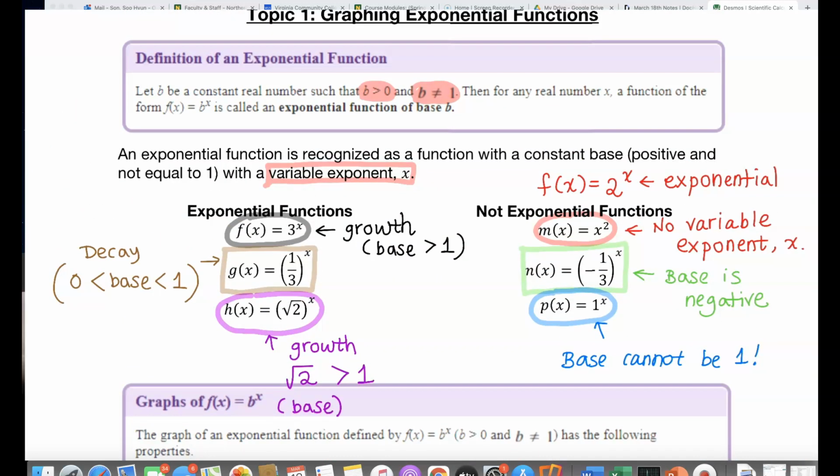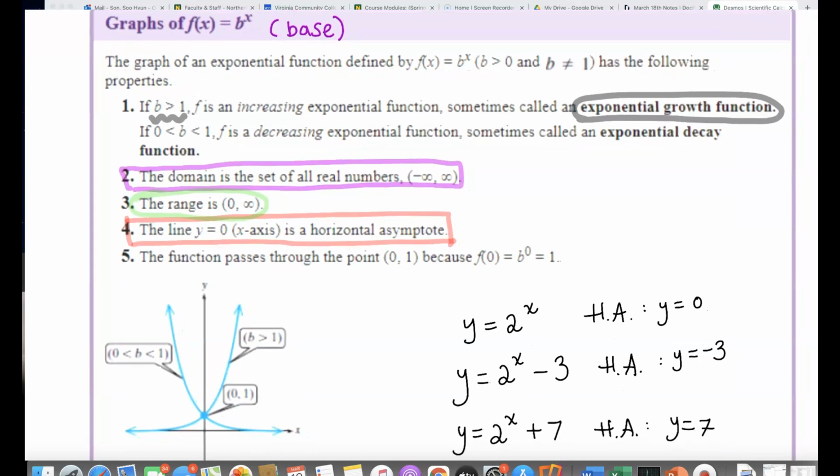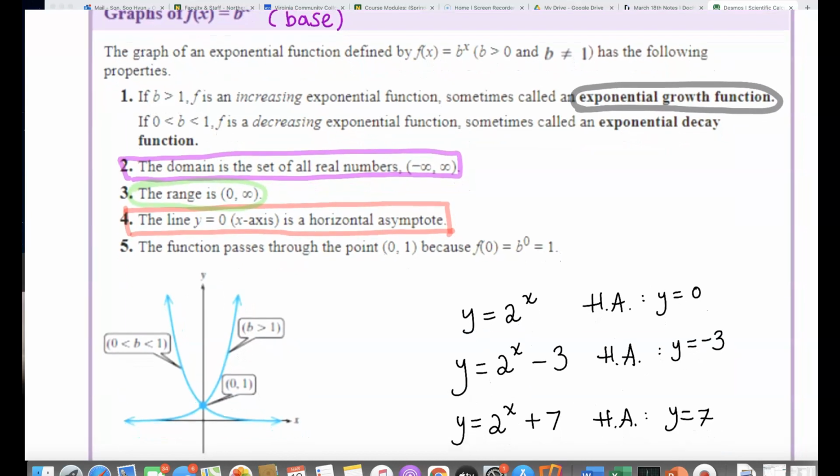I think I said enough. I did talk about this already just now. We said it's an exponential growth function if the base is bigger than 1. And if the base is in between 0 and 1, like fractions such as 1/3, 1/2, 4/5, or decimals like 0.5, 0.7, 0.8, it's going to be called exponential decay.